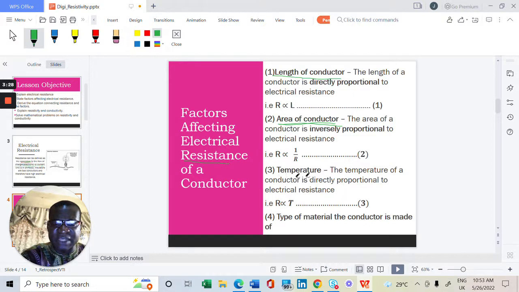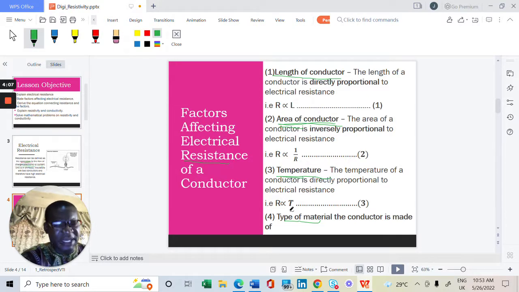We have the temperature of the conductor, and we also have the nature or the type of the material. So in summary, the four basic factors that affect the electrical resistance of wires, or conductors, are the length, the cross-sectional area, the temperature, and the type of material that the wire or conductor is made of.